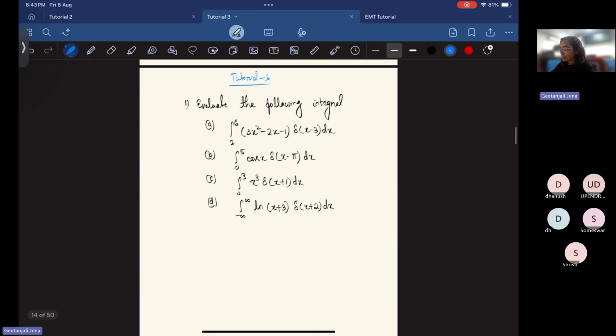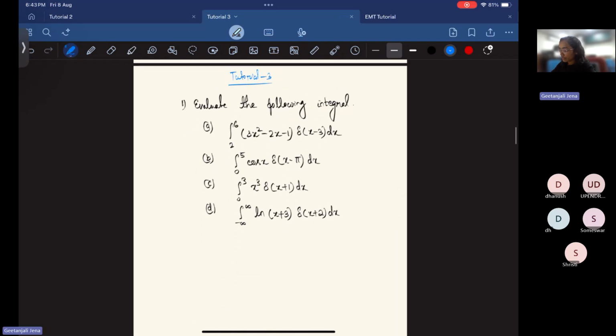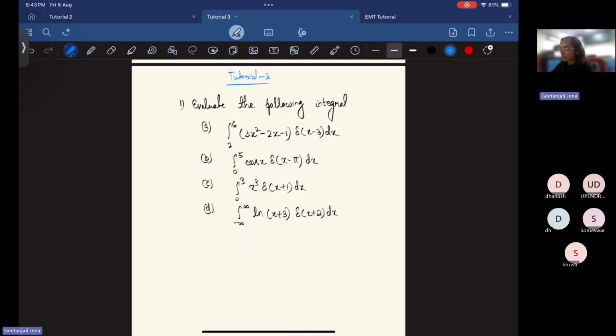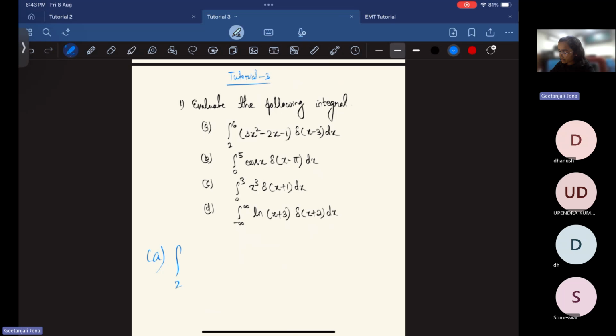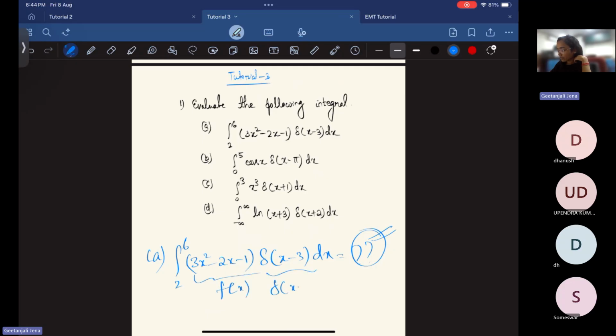Now let us start our week 3 contents. So first we'll start from the Dirac delta function. So in the first question, you have to evaluate the integration of this function with delta x minus 3 dx. So can anyone please let me know what will be the answer for this? You can take it as f of x, and this is delta x minus 3.